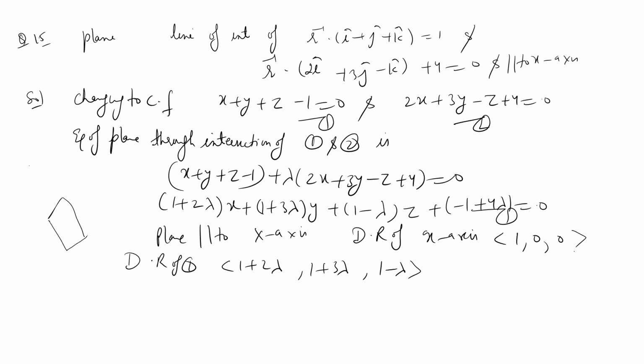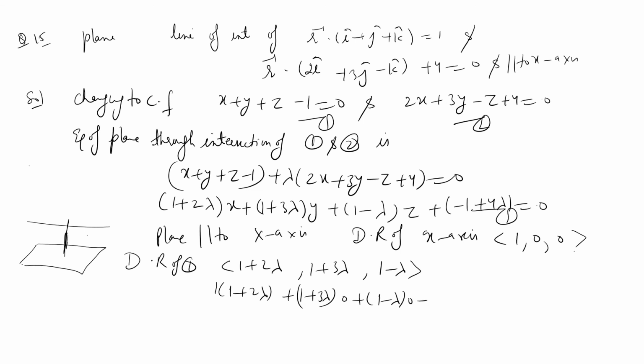Okay, so the plane is parallel to the x-axis, some plane is there. So this is say the x-axis and some plane is this. You know that the normal, which is perpendicular to this plane, will be perpendicular to this also. So a1 a2, you can very well understand now: 1 into 1 plus 2 lambda plus 1 plus 3 lambda into 0 plus 1 minus lambda into 0 equal to 0. So I get lambda as minus 1 by 2, and I told you that you always should put it back here, not here.